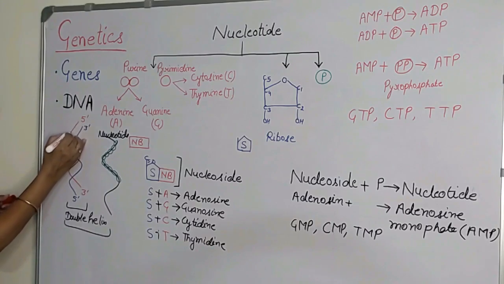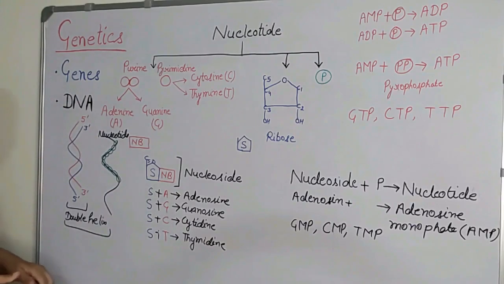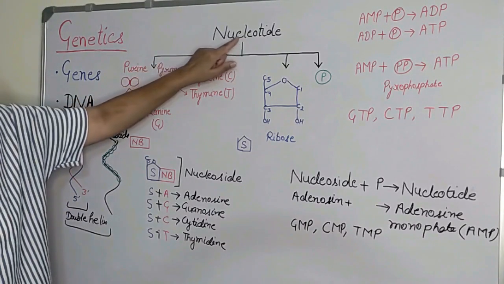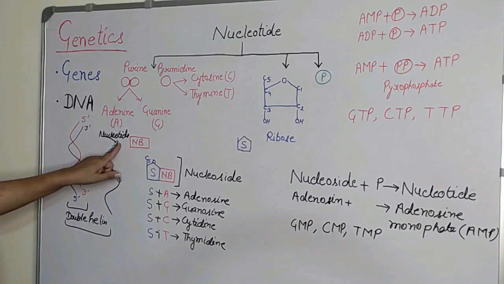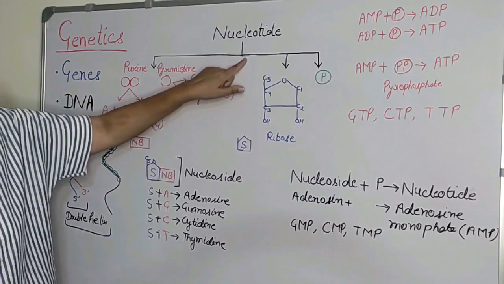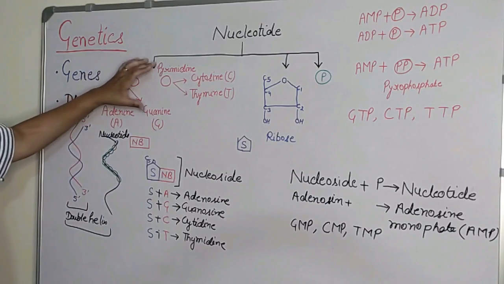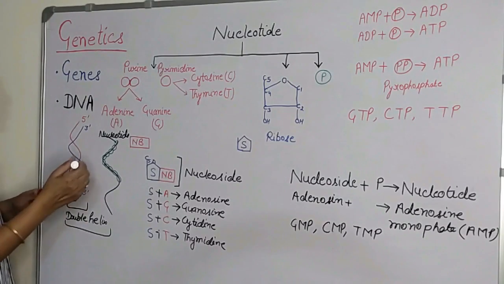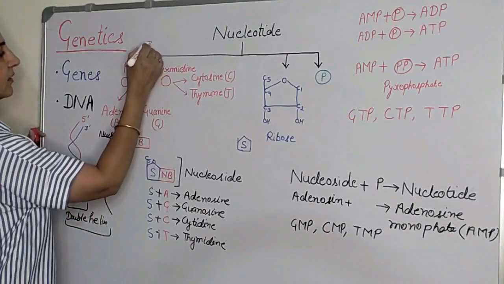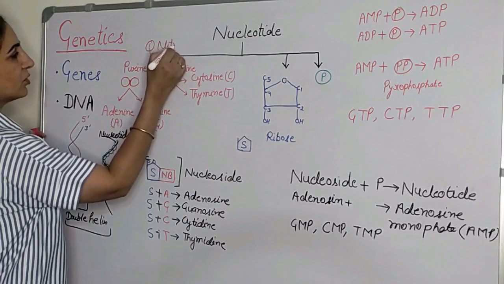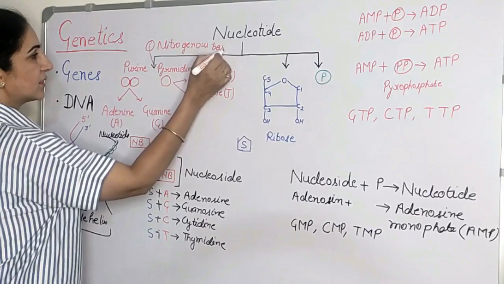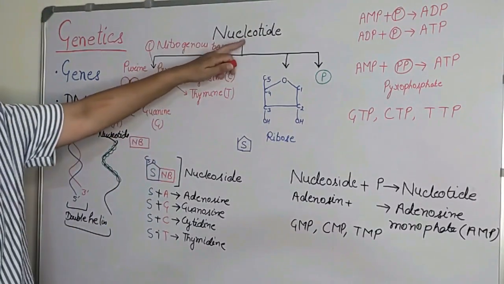So DNA we have seen is a double helix of polynucleotides. So let us see what is a nucleotide. What is a nucleotide? This one unit of nucleotide is actually made up of three subunits. So one of the subunits is nitrogenous bases. This is the first subunit of a nucleotide.